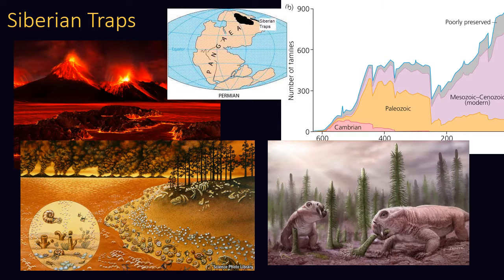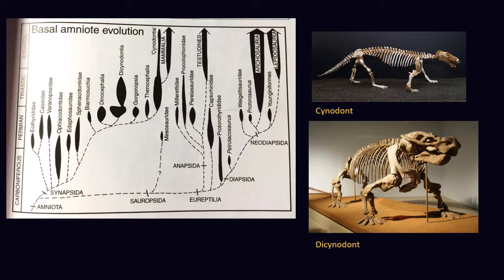Massive, massive extinctions occurred. A lot of synapsids went out, and these are some of the few survivors. We'll talk about these later. These are dicynodonts, but lots and lots of synapsid diversity was lost.